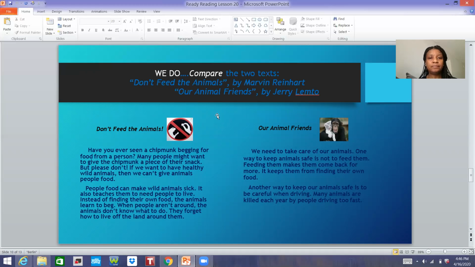Now we're going to do this one together. First of all, we're going to compare the two texts. What does compare mean? Turn and talk. Yes, compare means to tell how two things are alike. We're going to tell how both of these texts are alike. The first one is Don't Feed the Animals by Martin Reinhardt. And the second one is Our Animal Friends by Jerry Linto. Let's keep in mind how these two texts are similar because we're going to compare them as we're reading them. So let's read them together.